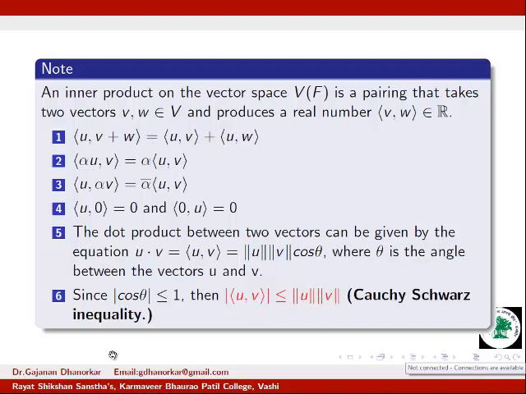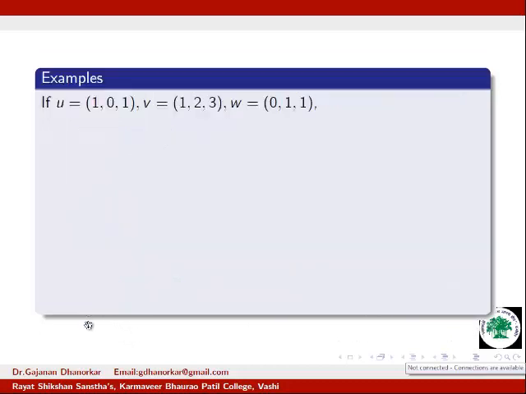And this is the famous identity known as the Cauchy-Schwarz inequality. Next time we will use this when we solve some problems, and we will prove this Cauchy-Schwarz inequality another way also. Now here I am taking one example, and then we will go towards our next article.